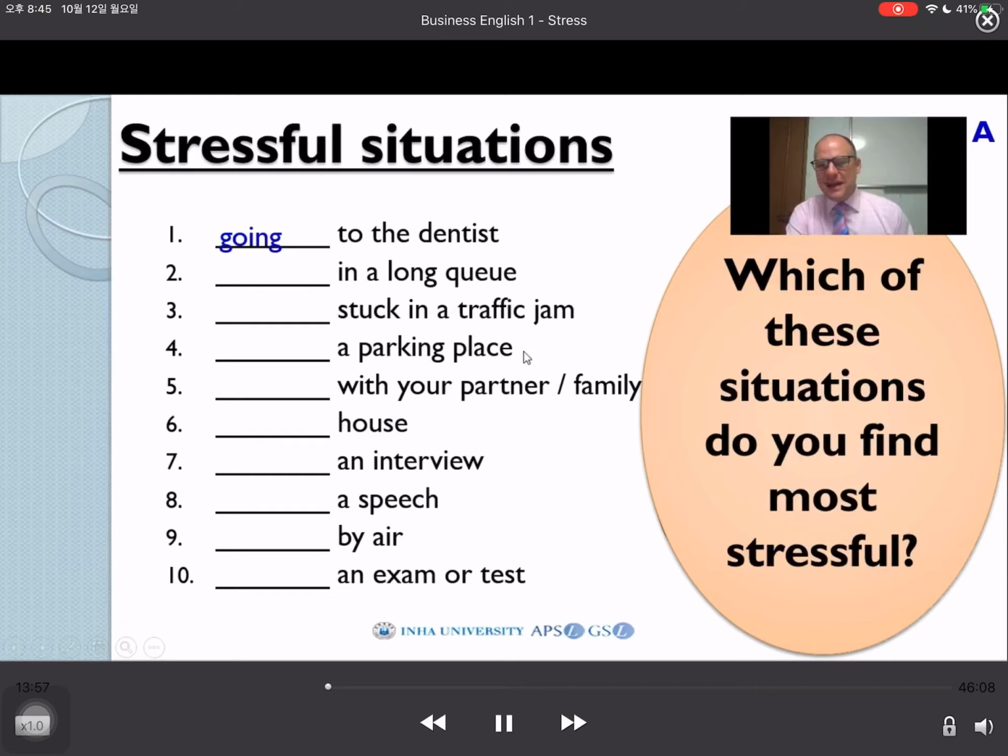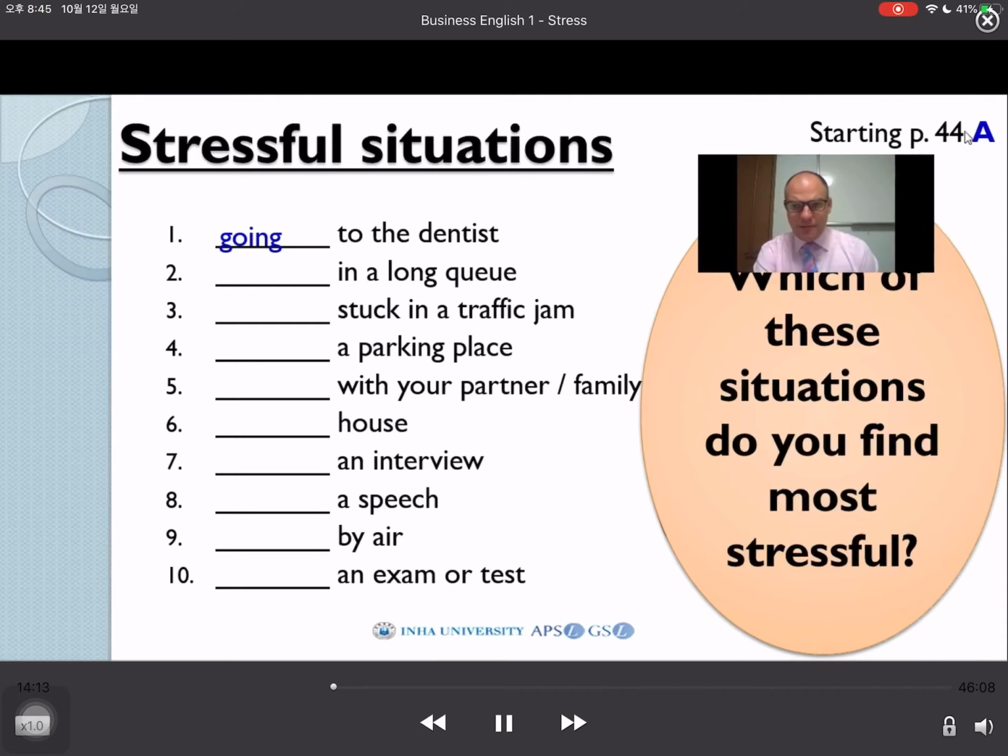We've got some stressful situations for us. And which of these do you find the most stressful? And why do you find them stressful? Okay, once you've gone through that, again, you can find it on page 44, question 8.